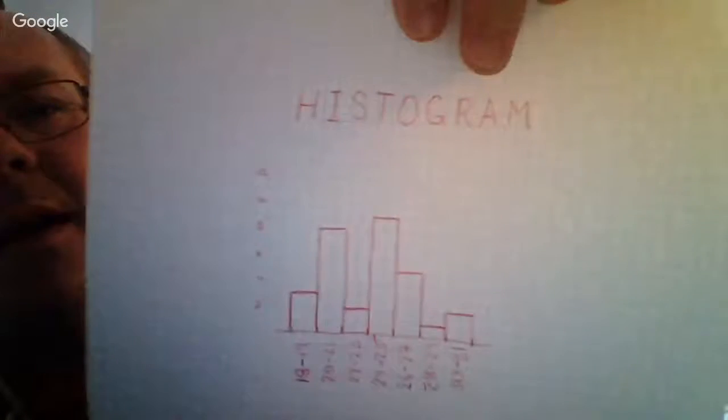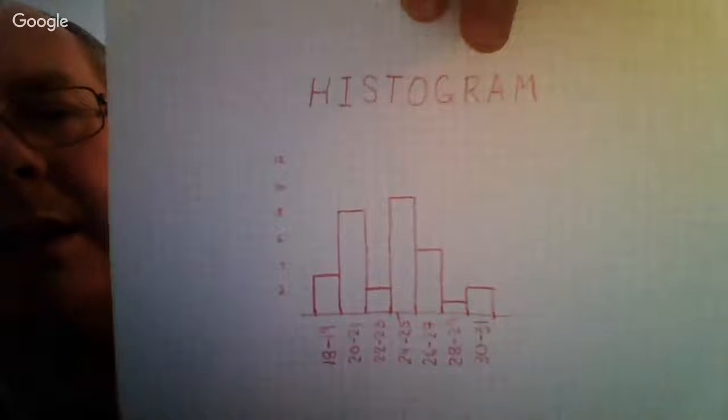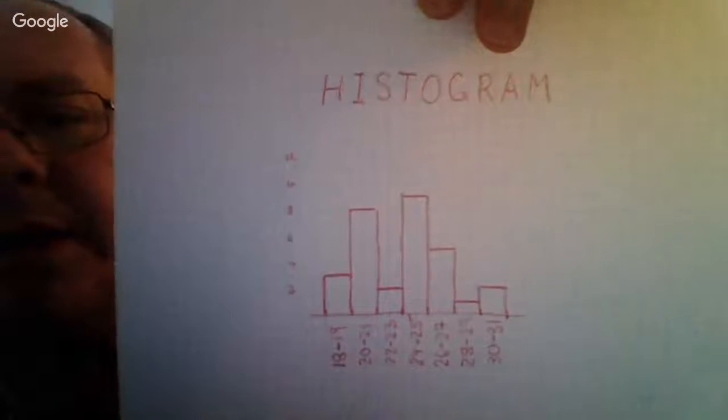So once I've done that, I've got just a really tidy summary of what my data look like. And it's called a histogram. So there's a few tips on creating some data visualization for your data that you've collected.